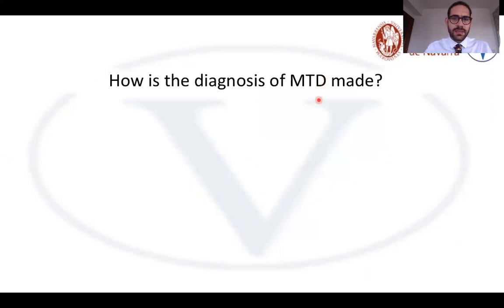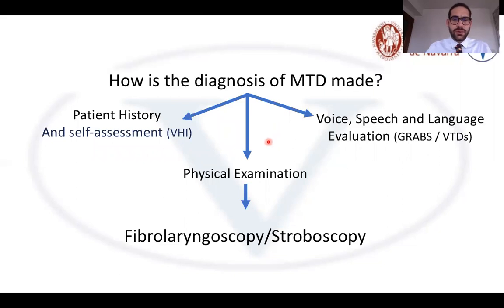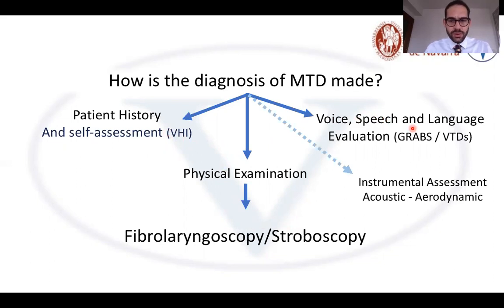And how is the diagnosis of MTD made? Well, basically, as with any other voice disorder, it's done through a comprehensive assessment based on three main components: the patient history, the physical examination, which is basically the fibrolaryngoscopy and stroboscopy, and the voice, speech, and language evaluation. In some institutions, the instrumental assessment can also be helpful, like radiology, electromyography, but also acoustic and aerodynamics. The aerodynamic assessment of the voice is going to give us values such as subglottic pressure, transglottic flow, or laryngeal resistance. All of them are very useful for diagnosis of MTD.